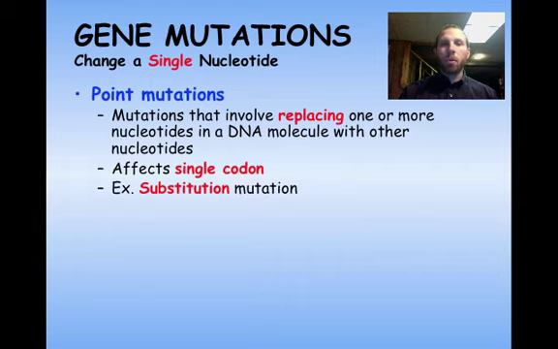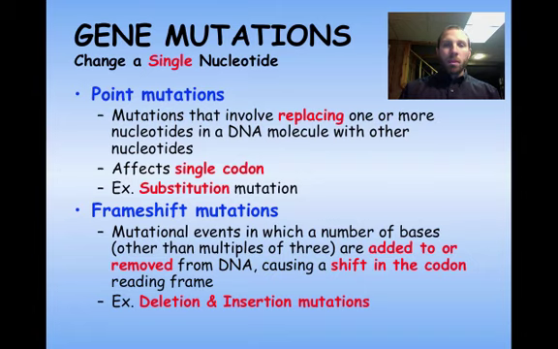The first type are called point mutations, meaning they happen at a single or very few points within the DNA sequence. Mutations that involve replacing one or more nucleotides in a DNA molecule with another incorrect nucleotide. It affects only a single codon and therefore usually a single amino acid. And an example would be a substitution, where one base is substituted for another.